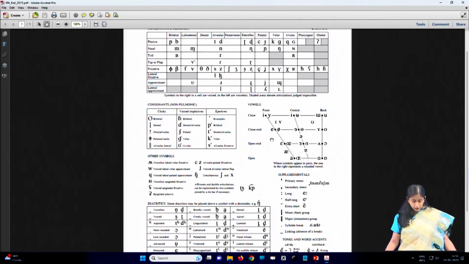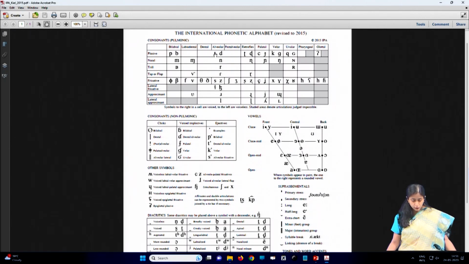Okay. Now, you see that for alveolar you have only one symbol, t, d. When you see a pair like p, b or t, d, you know that these are about voiceless and voiced sounds. So, p is voiceless, b is voiced, which I have already mentioned in the last class. These pairs show the difference in voicing.